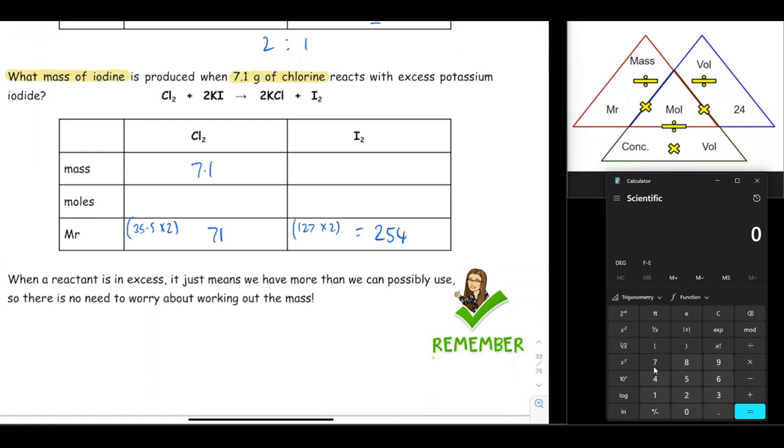So 7.1 divided by 71 gives me 0.1 moles of chlorine. It's a 1-to-1 ratio. So if I've got 0.1 moles of that, I've got 0.1 moles of that. I just have to times it by 254, and that gives me 25.4 grams of iodine, which is produced when 7.1 grams of chlorine reacts with potassium iodide.